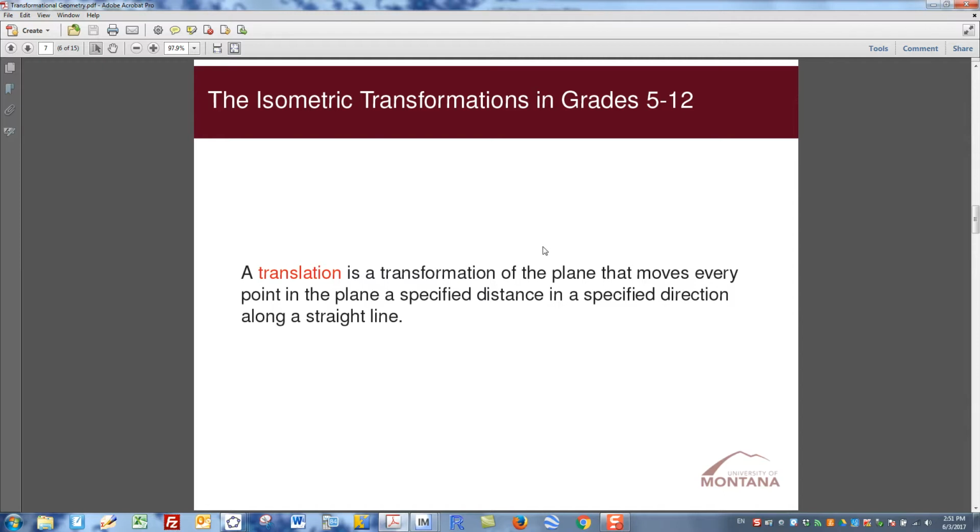So what are the isometric transformations? In grades 5 through 12, the ones that are taught, there are three of them. The first one is called translation. Unfortunately it's so close to transformation, but translation is a transformation of the plane that moves every point in the plane a specified distance in a specified direction along a straight line. These are often called slides when they're first introduced in 6th, 7th grade. Later on, we give them the name translation.